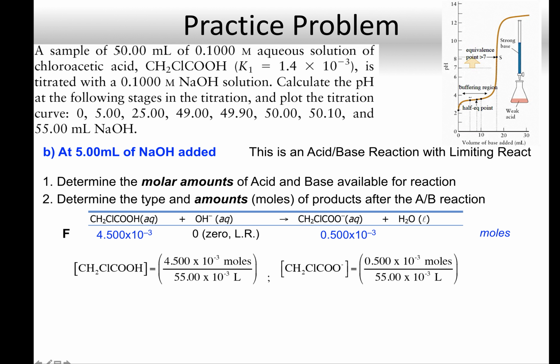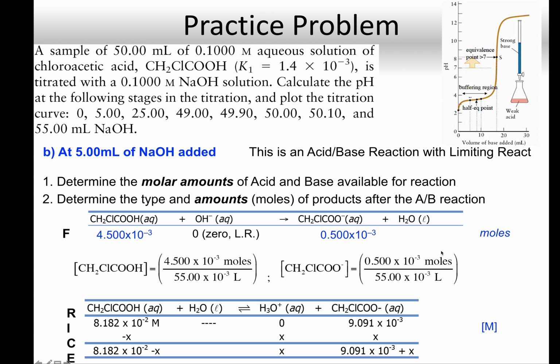We had 50 milliliters at the beginning, but then we ended up putting 5 milliliters of the base. So 50 in here plus 5 from this one, you ended up with 55 milliliters of the total solution in the flask. So this is the volume that we are using here. So now we go and check our RICE table.